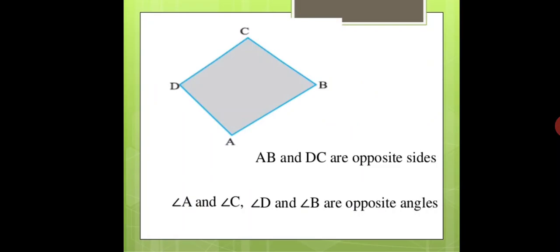Here AB and DC are opposite sides of the quadrilateral. Angle A and angle C, and second, angle B and angle D, are opposite angles.